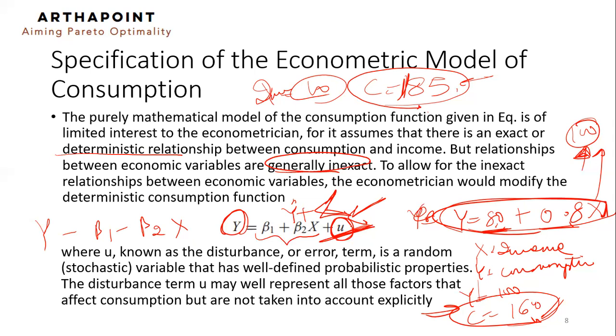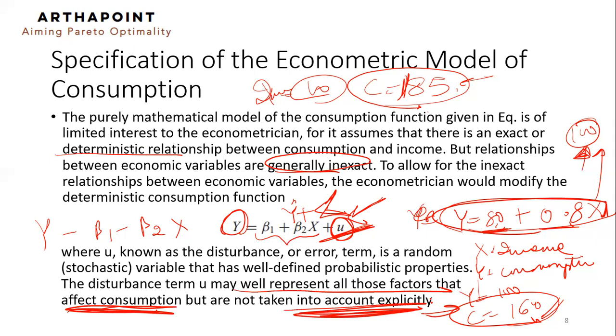Everything would be discussed in detail. So the error term represents all those factors that affect consumption but are not taken into account explicitly. This is important. For now, I had built a model where I said that my income is going to determine my consumption. But I have to also understand that there are other factors that are going to determine my consumption.